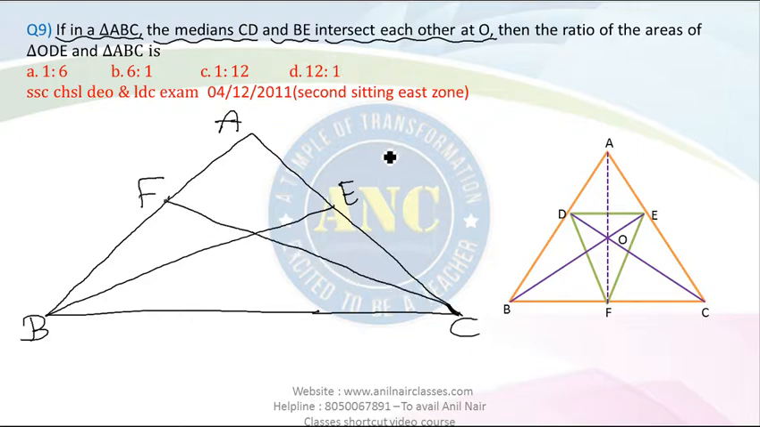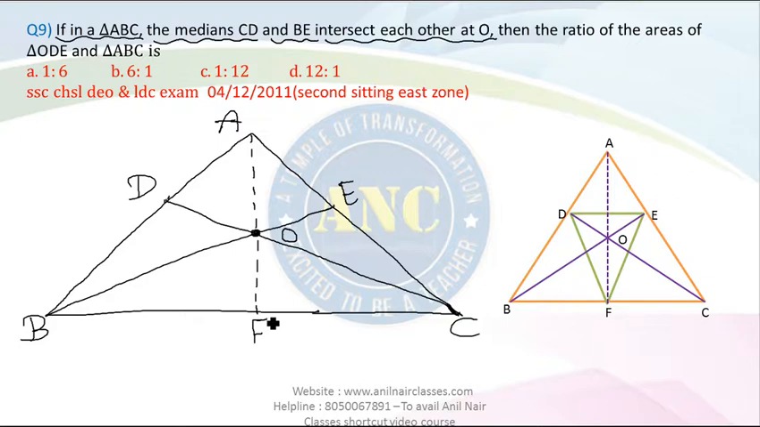Sorry, medians BE and CD, right? Medians BE and CD. That means this is not F here. This should be D, because it should be CD. So medians BE and CD intersect at O. That means this is the intersecting point, or in other words, that is nothing but the centroid. Why leave another median? Let me also draw the other median, because it is not mentioned in the question. I am drawing with a dotted line. This is my construction. Now I will call it AF.